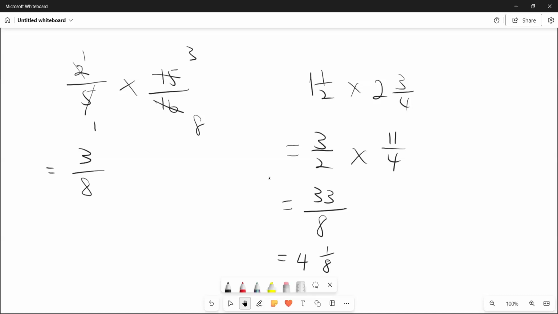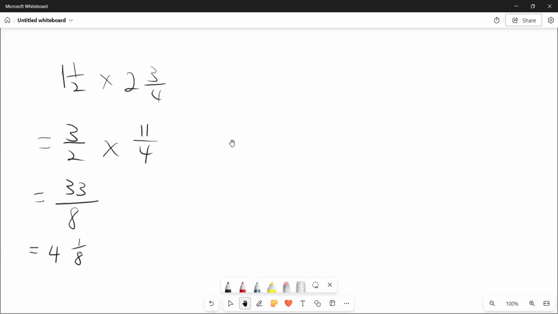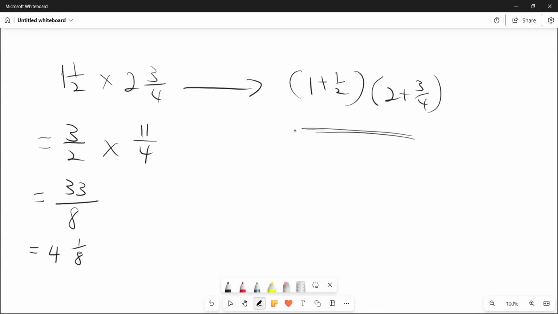There's a harder approach, and I won't bore you with it until we do quadratic expressions, because this can be written as 1 plus a half times 2 plus 3/4, and that's a little more complex. Don't worry, this approach is much easier. Don't worry about this here. Later on, you'll come to appreciate it.